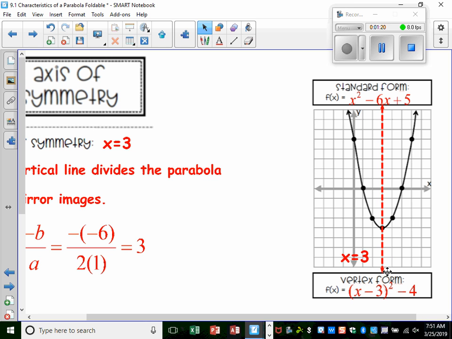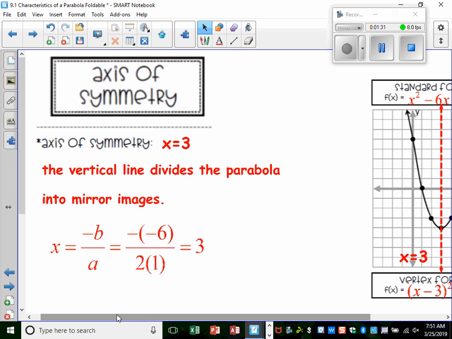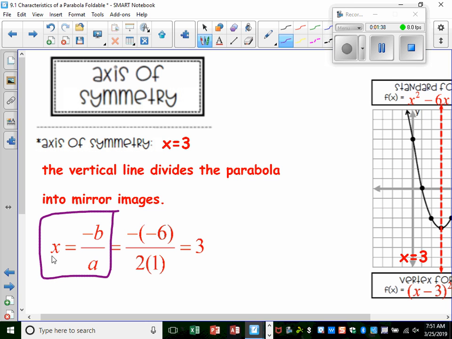And as you know, vertical lines always start with x equals, not y equals. Okay, x equals a constant is the equation for a vertical line. Now, I want you to write down this equation right here, because this is how we're going to get that equation, which we call the axis of symmetry. It says x equals negative b divided by a.